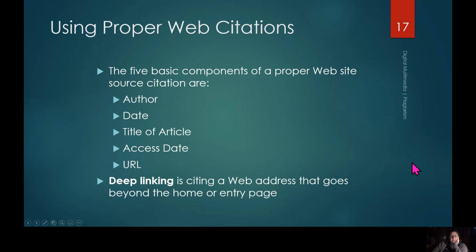Using proper web citations. The 5 basic components of a proper web citation is author, date, title of article, access date, and URL. Deep linking is citing a web address that goes beyond the home or entry page. So you need to make sure, even outside of language arts classes, you're keeping proper website source citation, as well as any kind of citations that you need to make, so that if your work was ever considered infringement, you can state where you get all this stuff from.